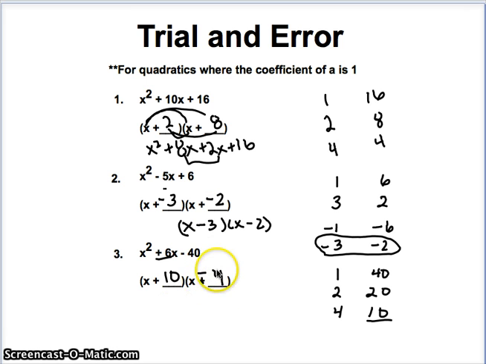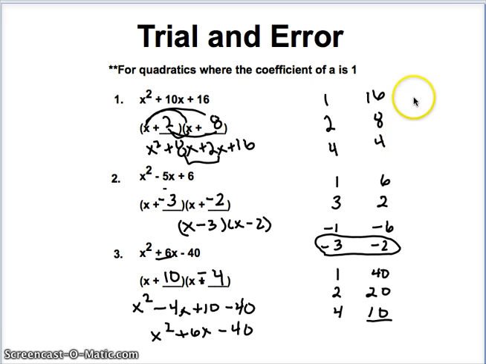If you're ever unsure, you can always FOIL to check your answer. Let's be sure on this one. I've got x squared minus 4x plus 10x minus 40. My middle terms simplify, and I get x squared plus 6x minus 40. Perfect. All the trial and error methods will be basically the same. I'm looking for two numbers that multiply to be the last number and add up to be the middle term. It just takes a little effort. Let's look at the next method.